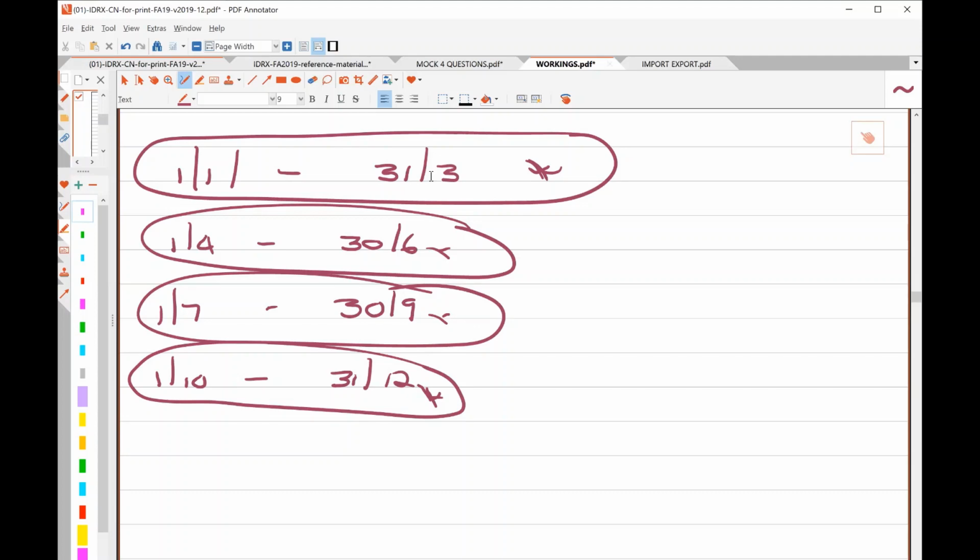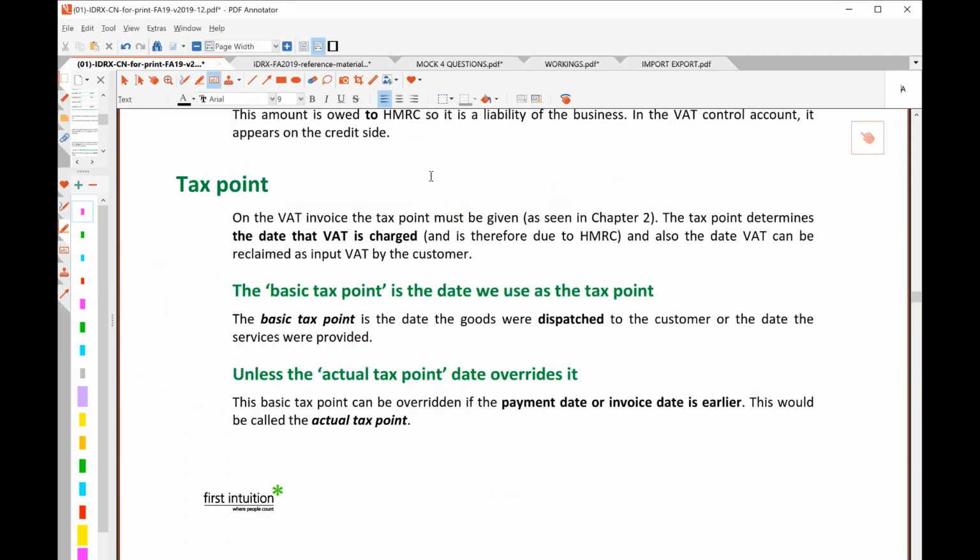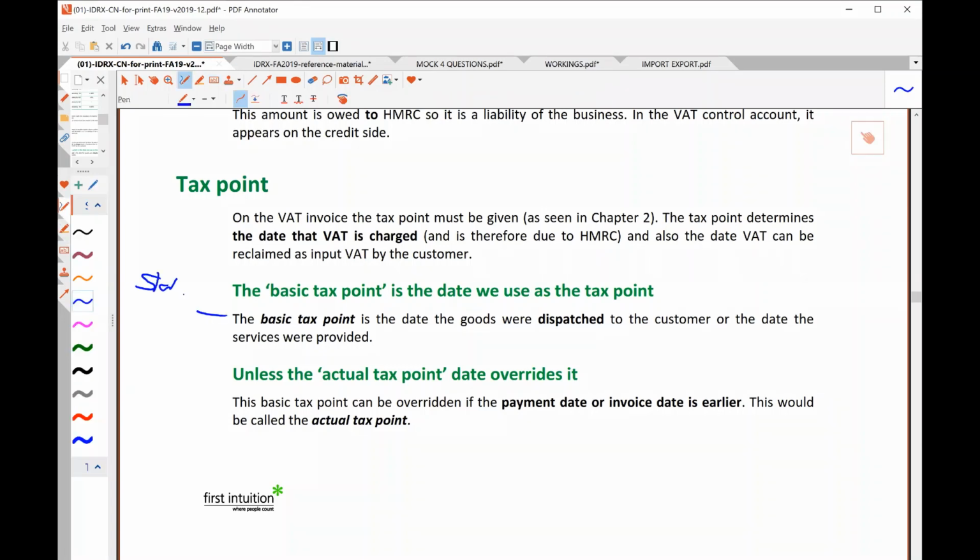Right, okay, so if I look back at my notes, everywhere has got a starting point. You're going to have a point in time that becomes your starting point, and that will be what you call your tax point date or, for want of a better way of explaining it, your basic tax point. Basic just means it's the starting point. The place that you would start would be the day that the goods were dispatched, or the day that a particular service was provided.